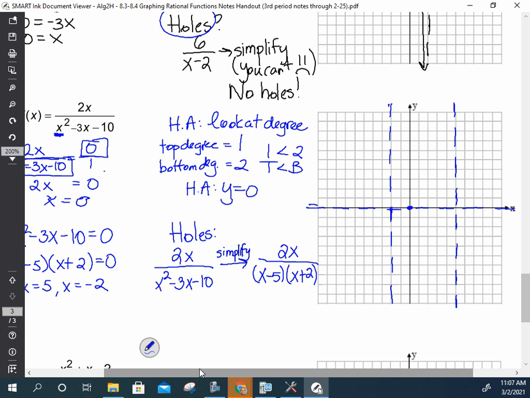Now, some of you might have been thinking you can cancel out that 2. No, you can't. That 2 is connected to the x. Can we cancel out that x? No, you can't. This x is connected to a minus 5, and that x is connected to a 2. They have to match up exactly in order to drop out. So there are no holes in this graph.